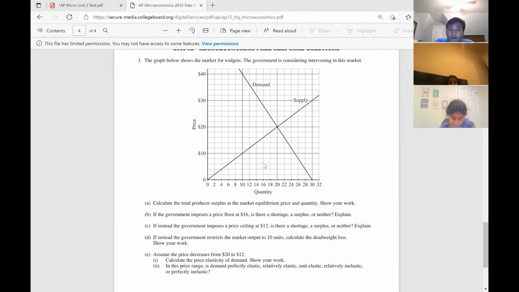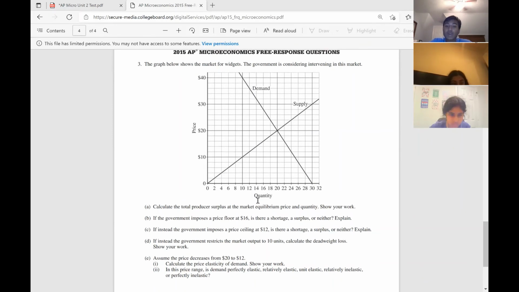So the graph below shows the market for widgets. The government is considering intervening in this market. So when the government is intervening, we can either say it's a price floor, a price ceiling, or a quota. Price floor and price ceiling deal with price, quota deals with quantity. Really simple to understand: price and price, quota is quantity. So calculate the total producer surplus at the market equilibrium price and quantity.